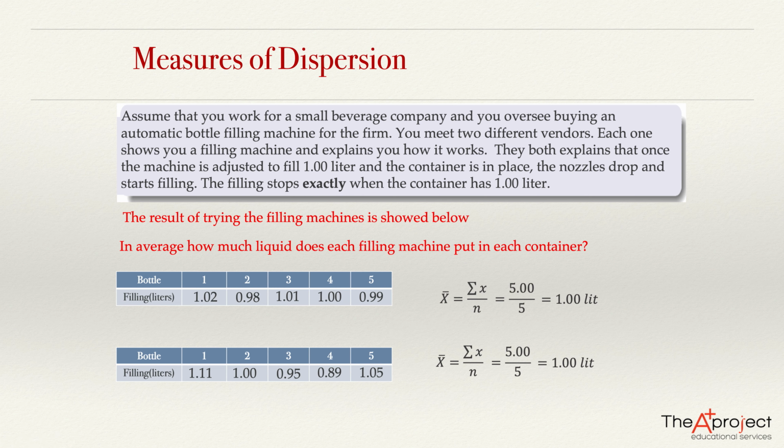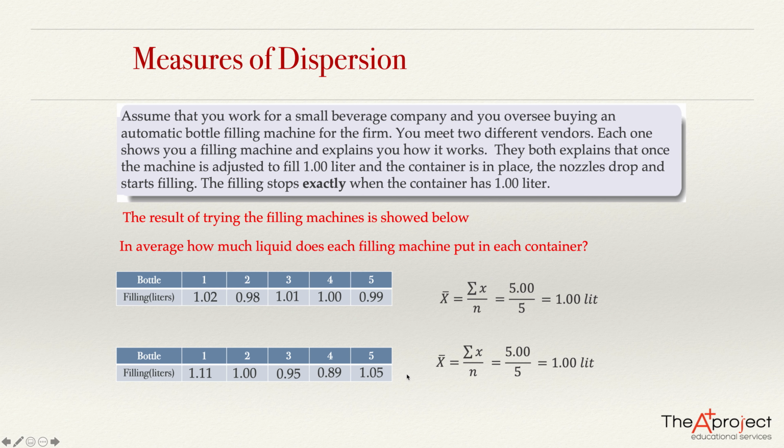So the measure of central tendency that we worked on in the last class was good to know what the average is. So 1 liter is a good number as a representative of these two machines, these two samples. However, if you need to decide on buying one of these two machines, which one do you buy? I think most of you will agree that the first machine is better than the second one.